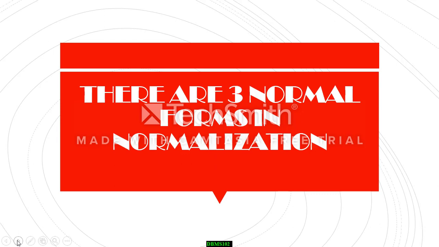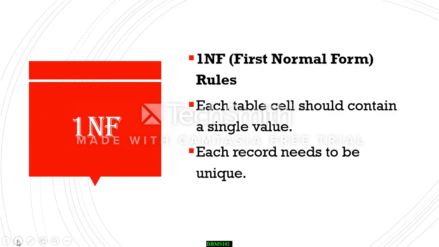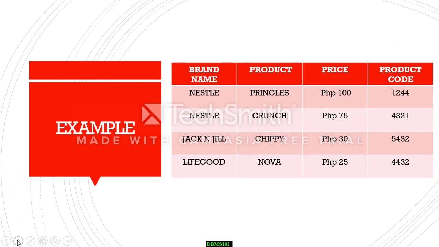Moving on. There are three normal forms in normalization. First is, each table cell should contain a single value. Each record needs to be unique. For example, there is a brand name and a product, price and its product code.